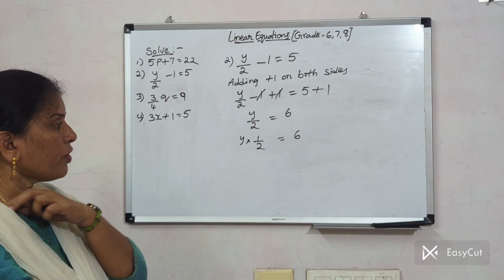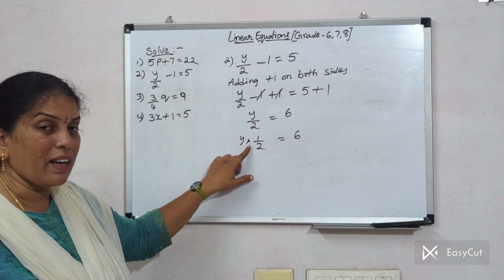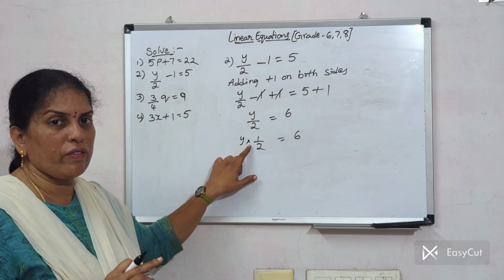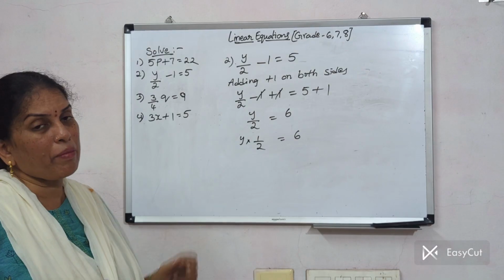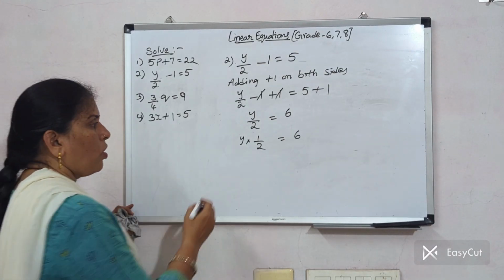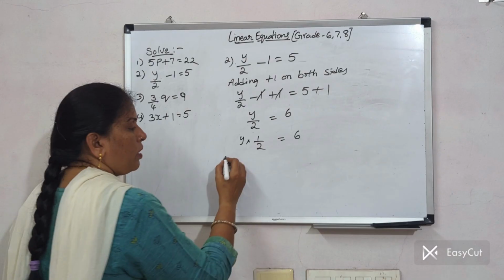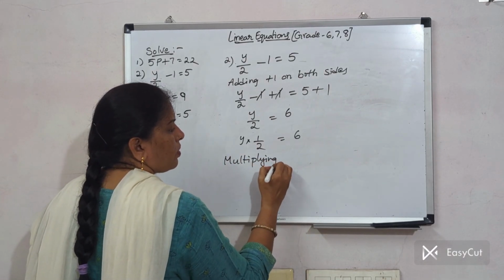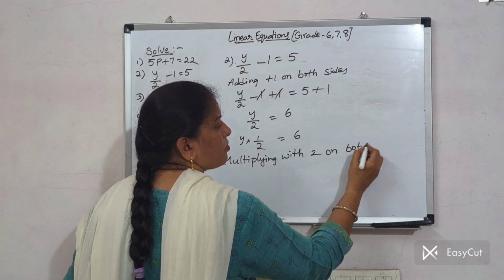Now I want to remove 1 by 2. So here multiplication is there. Multiplication means I told you to write the multiplicative inverse, not the additive inverse. What is the multiplicative inverse of 1 by 2? 2 by 1. So both sides we are multiplying by 2 by 1, or 2 only. Multiplying with 2 on both sides.